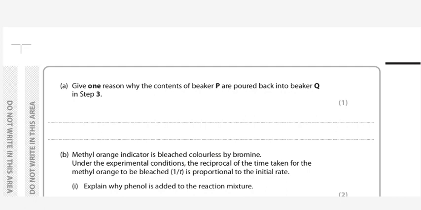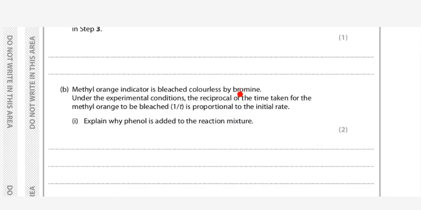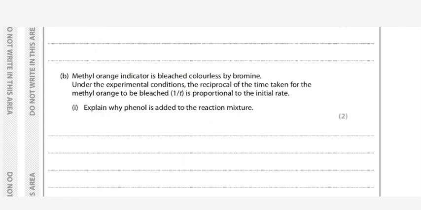That's the only reason. Methyl orange indicator is bleached colorless by bromine. Under experimental conditions, the reciprocal of the time taken for the methyl orange to be bleached is proportional to the initial rate. Explain why phenol is added to the reaction mixture. The phenol is added to react with the bromine, because bromine reacts with the phenol to give a white precipitate, right?